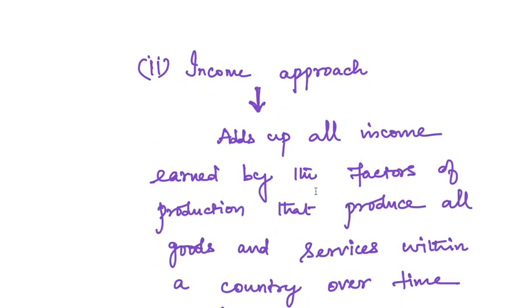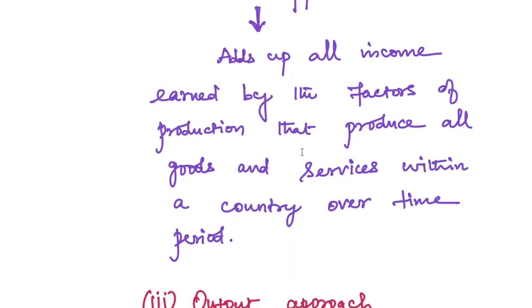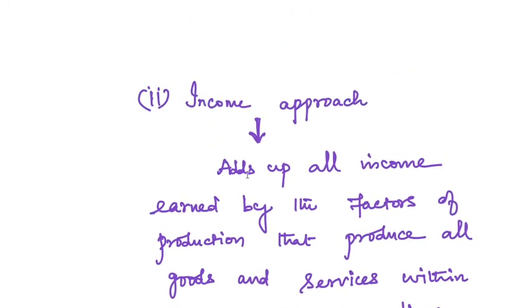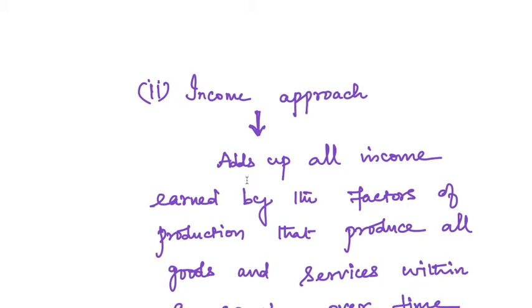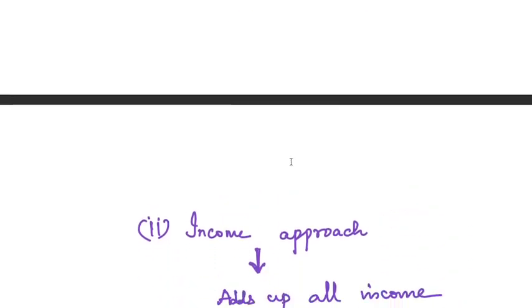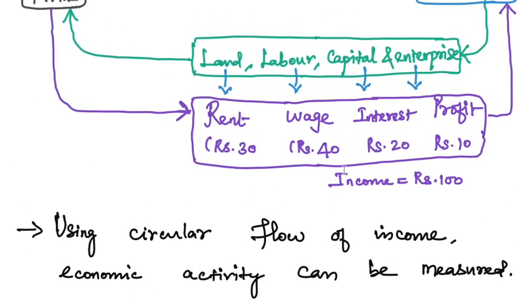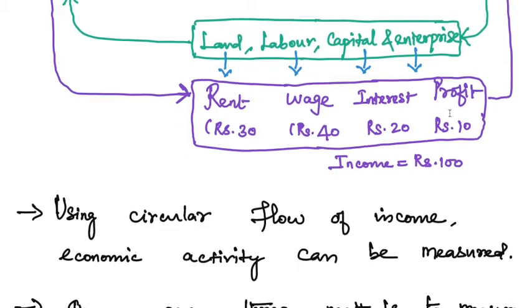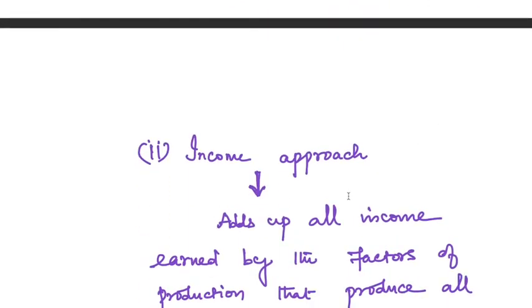The second approach used to measure macroeconomic activity is the income approach. Here we are adding up all income earned by the four factors of production in an economy that produce all goods and services within a country over a time period. This is written in purple color, and if you have understood this income part of the circular flow of income, rent, wage, interest, and profit, then it's easy to understand the income approach.